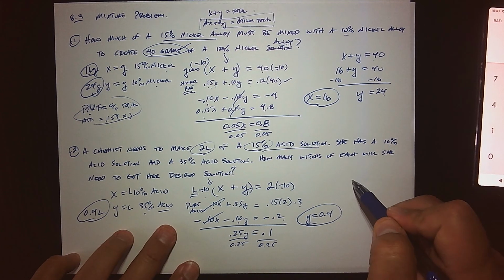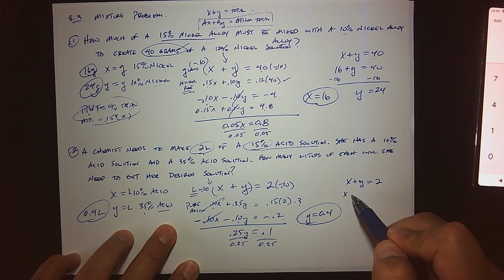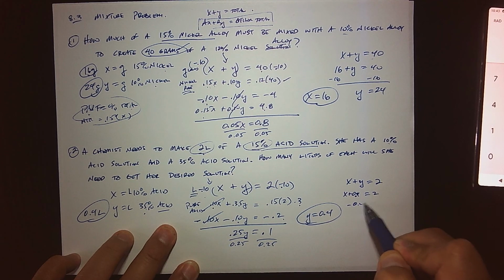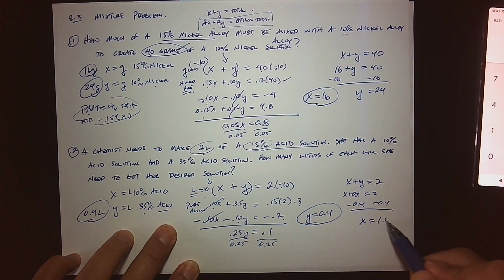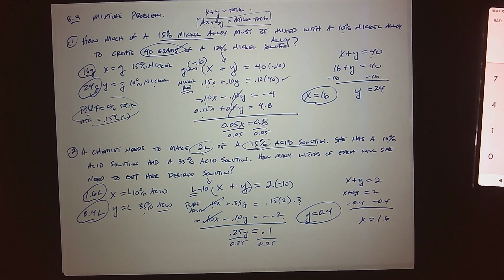So to find that, x plus y is equal to 2. We just found out what y is, so we'll subtract 0.4 from both sides, and I believe we get 1.6. So we need 1.6 liters of 10%. So there's your mixture problems. That should wrap up Chapter 8.